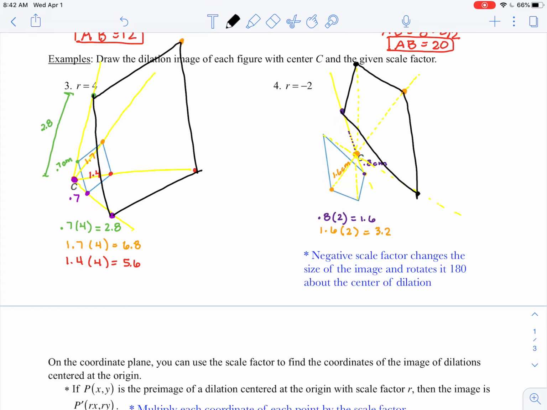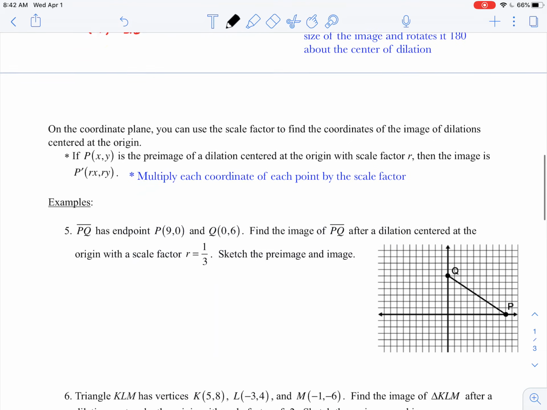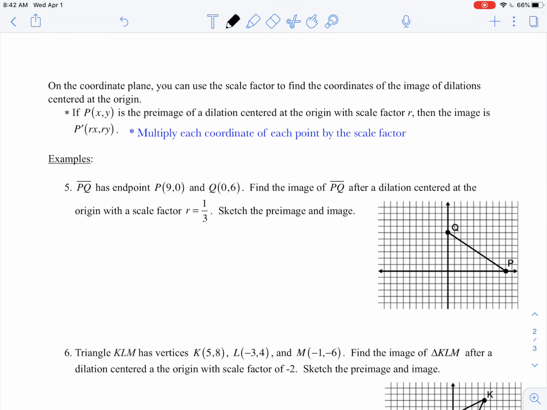Okay, when you flip over to the back, we're going to perform some dilations on the coordinate plane. As usual, these end up being a good bit easier. On the coordinate plane, when you're given the scale factor, in order to perform the dilation, you multiply each point of the pre-image by your scale factor, and then you can plot those new points.